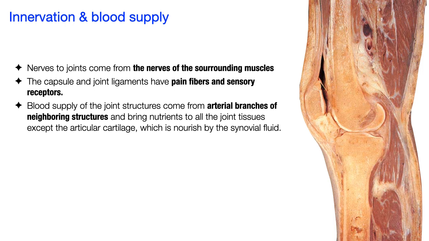Alright, so all structures in the body need a nervous and blood supply. The joints get branches from the surrounding muscles, the muscles around the joint. They receive a nerve so they can move, so they give branches to that joint. The capsule and ligaments have pain and sensory receptors which send inputs to the brain informing of the position of the joint and whether it's being damaged in some way.